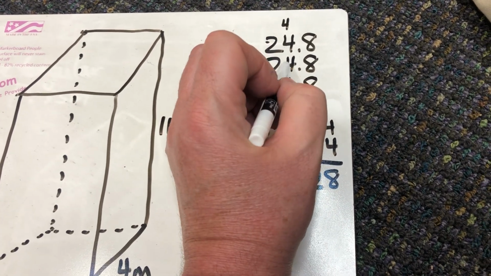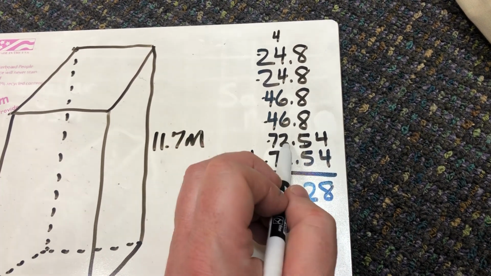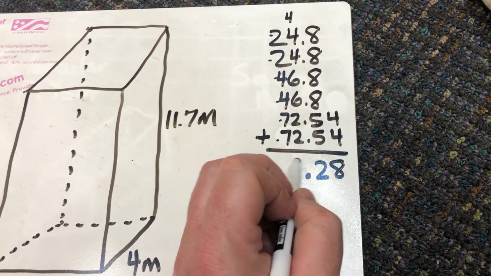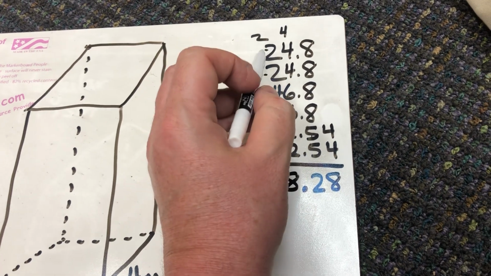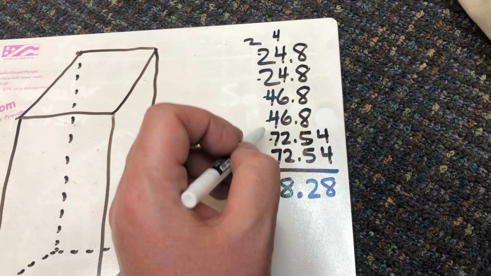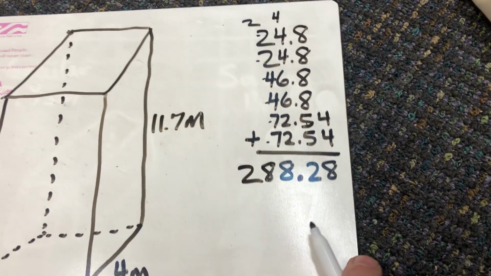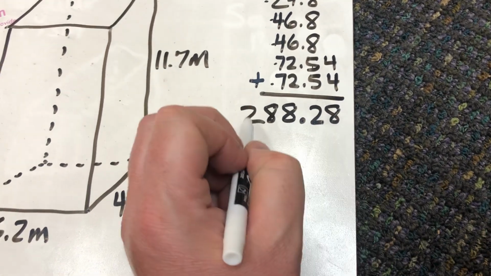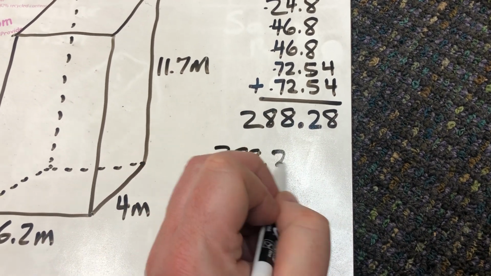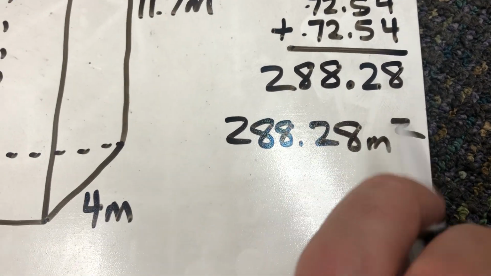4 plus 4 is 8, plus 4 is 12, plus 6 is 18, plus 6 is 24, plus 2 is 26, plus 2 is 28. Put the 8 down, carry the 2. 2 plus 2 is 4, plus 2 is 6, plus 4 is 10, plus 4 is 14, plus 7 is 21, plus 7 is 28. 288 28/100 meters squared, because we're talking about area and it needs to be square units.